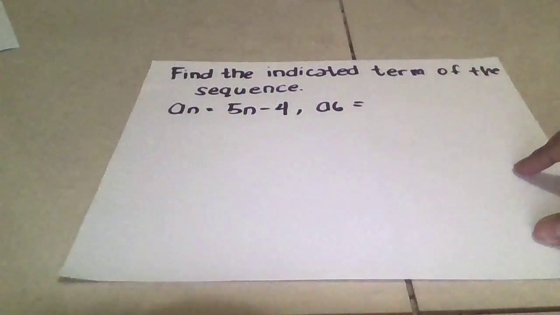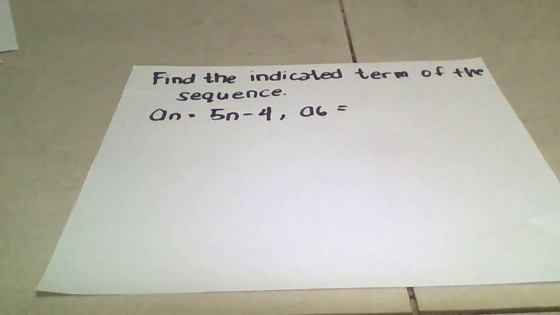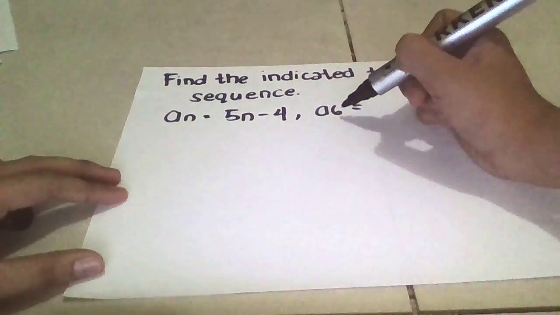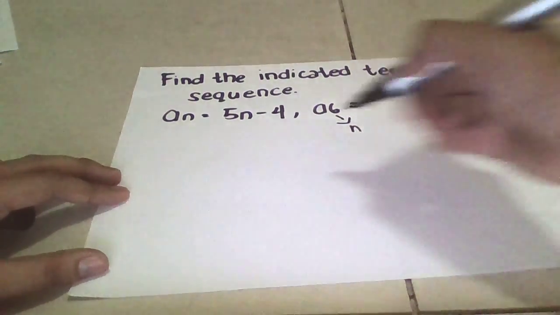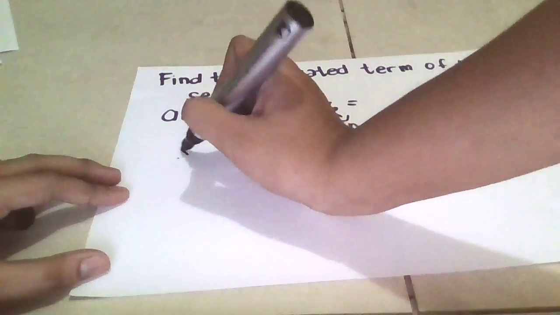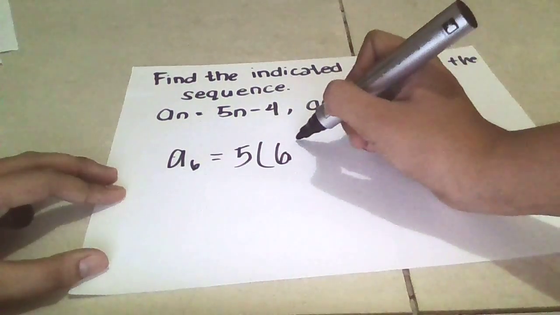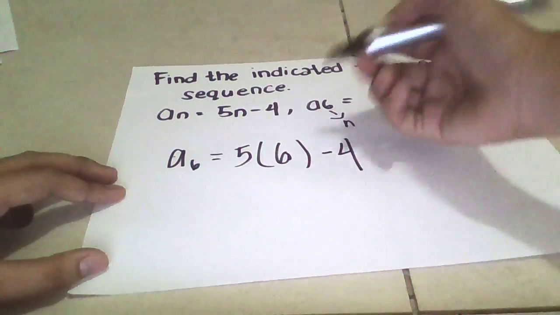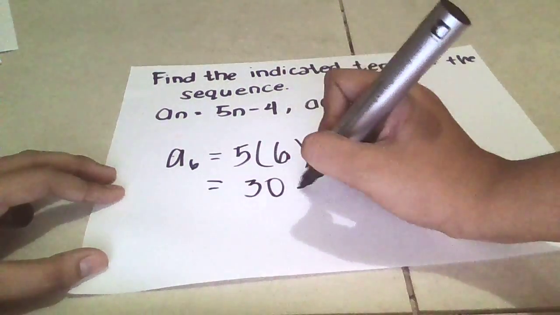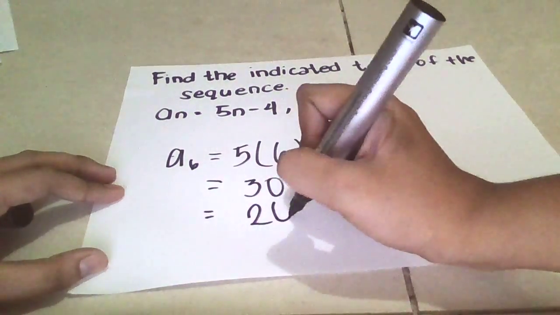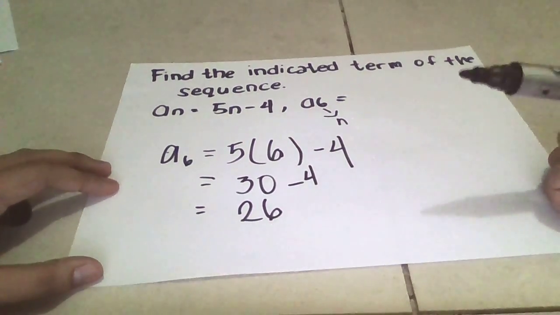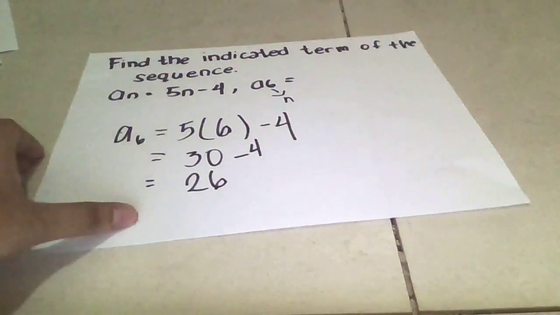Next is find the indicated term of the sequence. Just like the previous problem, you will just substitute the n. So a sub 6 equals 5 times 6 minus 4. So 30 minus 4 is equal to 26. Therefore, your a sub 6 is 26.